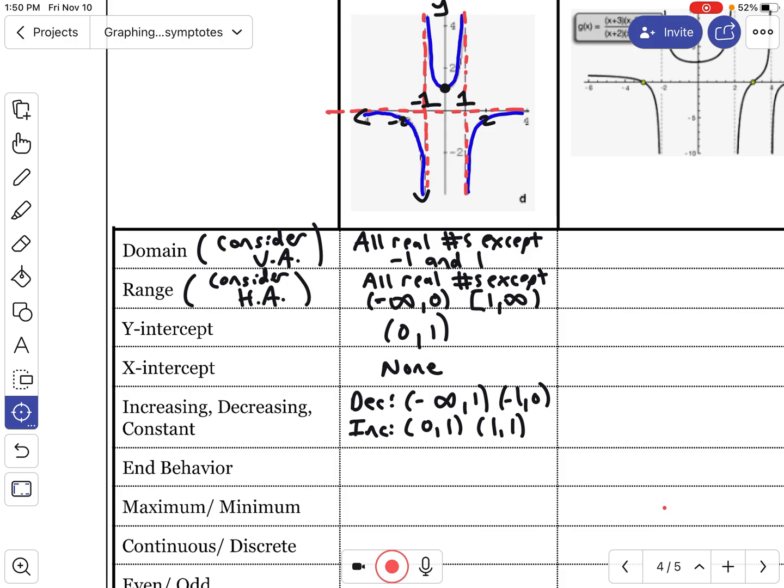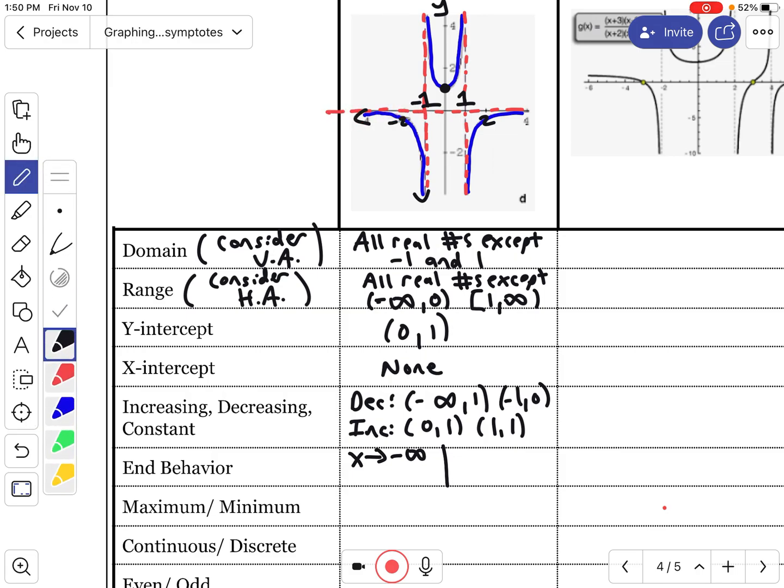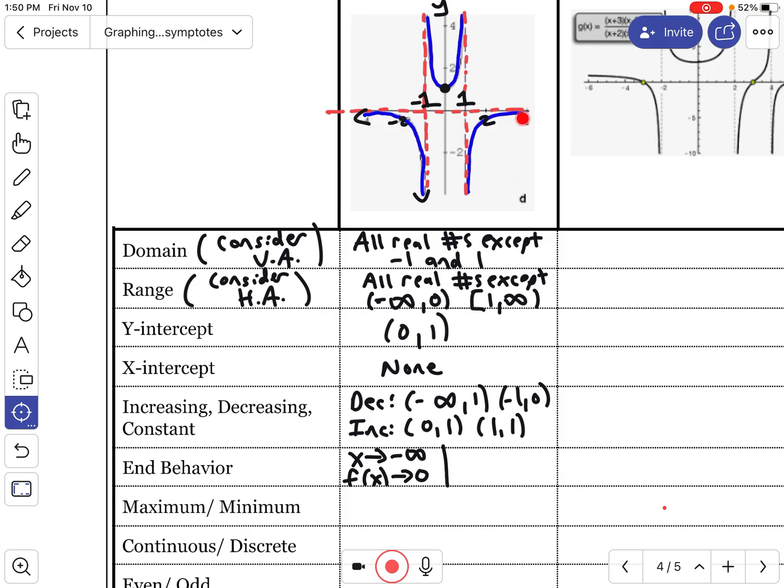End behavior focuses on the left and right arrows. So this would be the left arrow. And so what is the left arrow doing? It's not going up forever, it's actually approaching 0. So we would say this y value is approaching 0. And then if we look at the right side, that's when x is positive infinity. So here's the right arrow. This right arrow is also approaching 0.